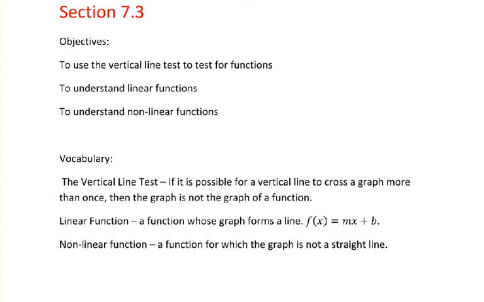A linear function is a function whose graph forms a line in the form of f of x equals mx plus b. Should look very familiar to you. That is slope-intercept form. M is the slope, and b is the y-coordinate of the y-intercept. A nonlinear function is a function for which the graph is not a straight line. There are a number of examples of that, and we'll just be looking at a few in this section.